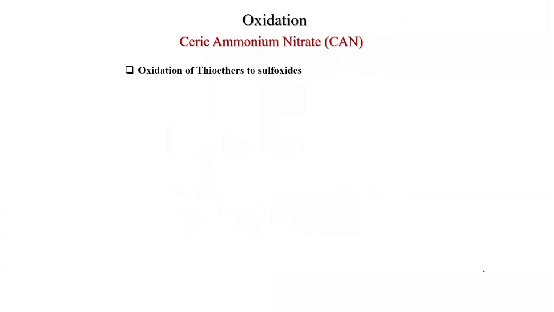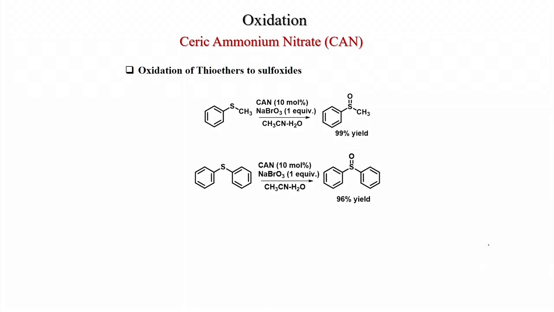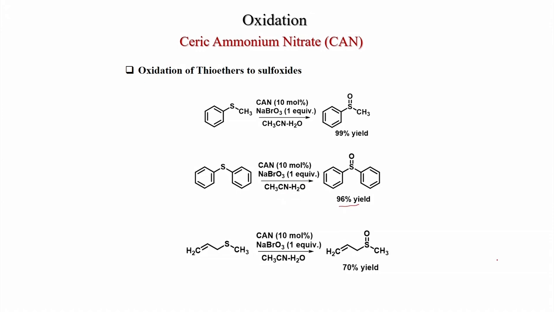Another important reaction that ceric ammonium nitrate performs is oxidation of thioethers to sulfoxides, and this thioether with ceric ammonium nitrate, and here again you have to use sodium bromate 1 equivalent, you get this sulfoxide in 99% yield. Both aromatic system and thioether, this also can be oxidized with ceric ammonium nitrate, sodium bromate 1 equivalent in acetonitrile with low water, it gives 96% yield of this sulfoxide.